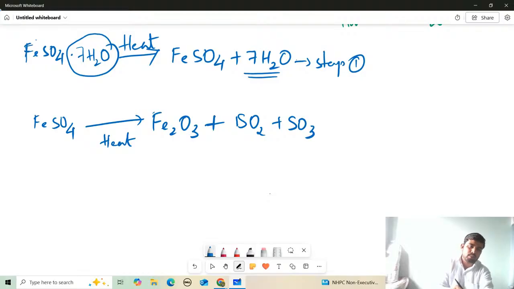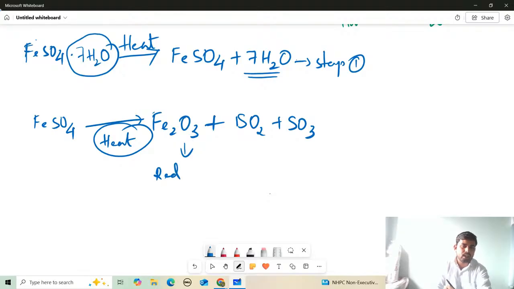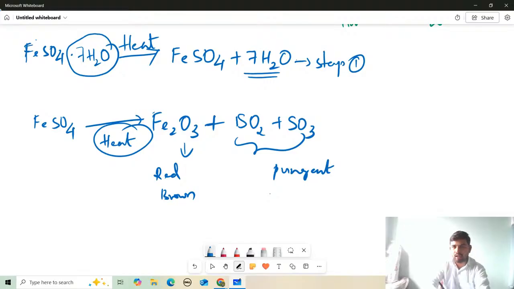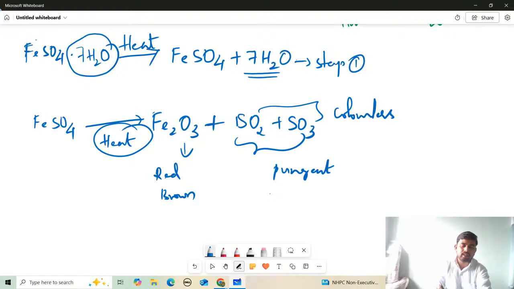Here also we are supplying heat energy. Fe2O3 is iron oxide, a reddish brown compound. These two gases have a pungent smell, meaning an irritating smell. What is the color of these two? These two gases are colorless. So colorless gases are produced, but they have a pungent odor.